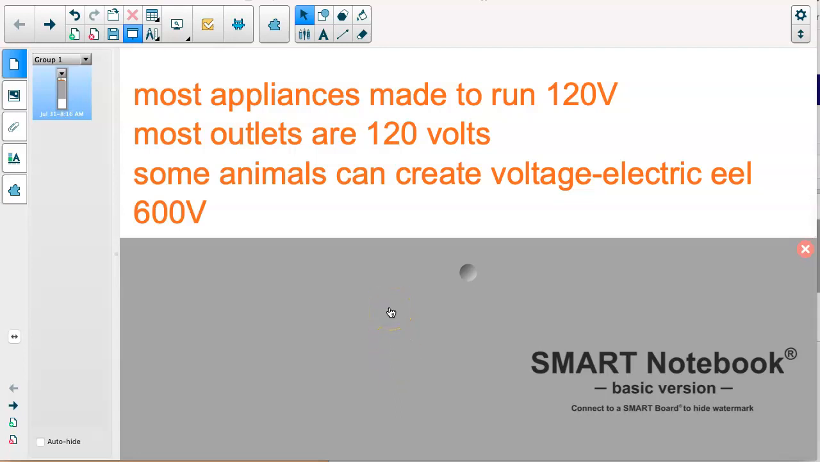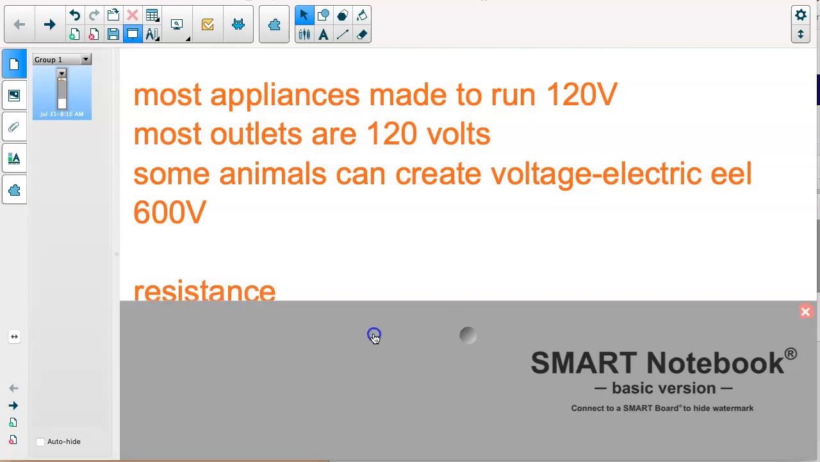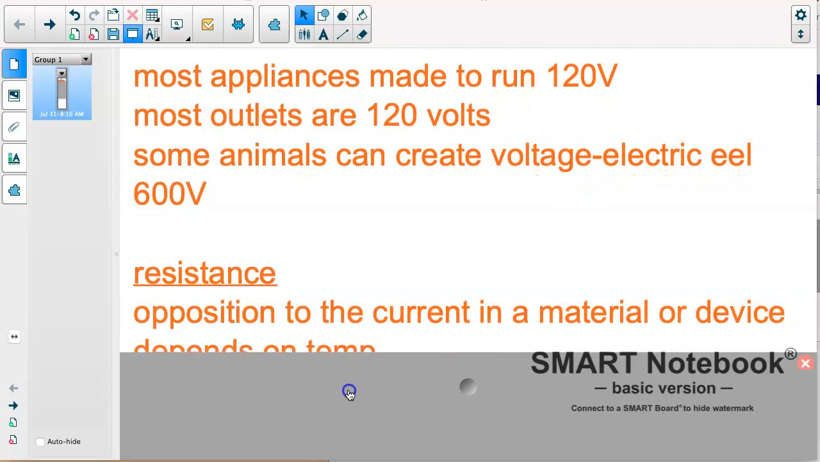Just to mention as well, this is kind of cool. Some animals can create voltage. The electric eel can generate 600 volts. That's pretty amazing. It gives off energy as electricity, where you and I give off energy as heat. So we need to be careful that we don't have too much current flowing through wires.